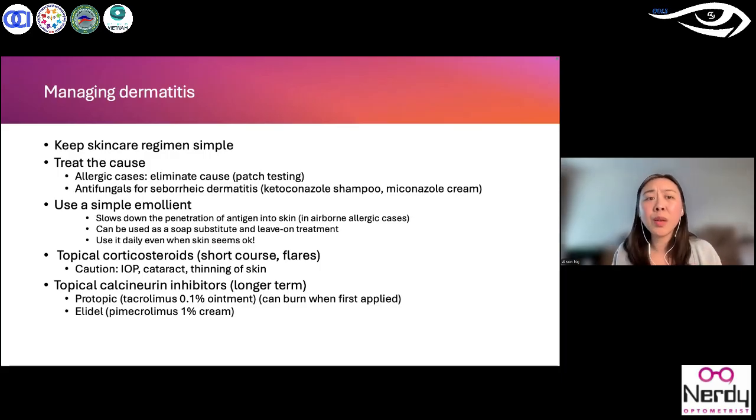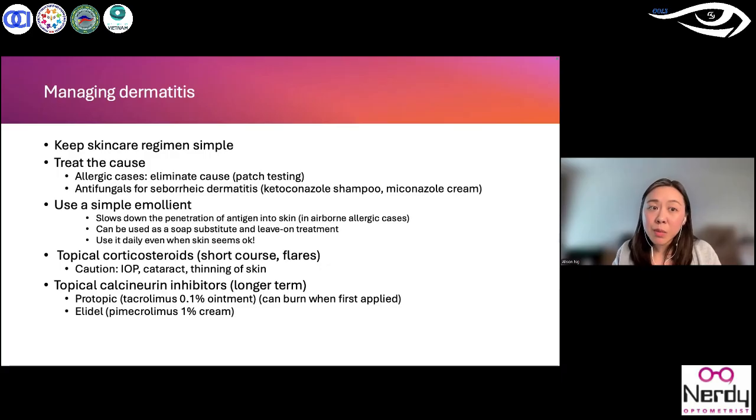For some of our patients with the airborne allergic cases, an emollient also helps slow down the penetration of the antigen that's causing this inflammatory response. So it can be really helpful in terms of stopping things from getting in any deeper than it already is.